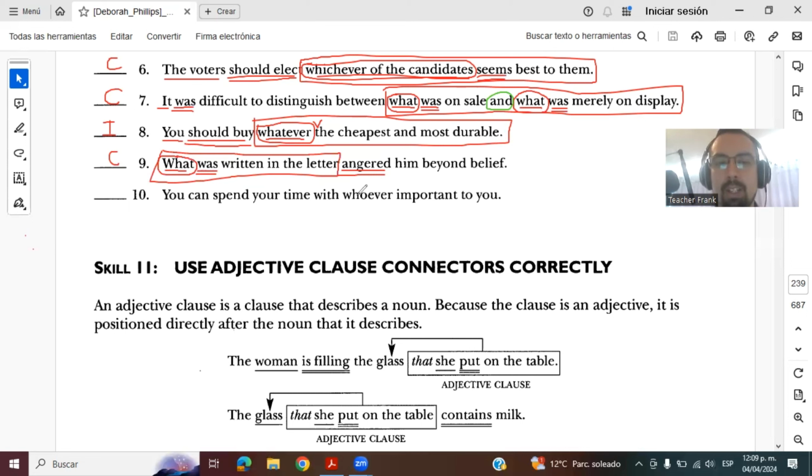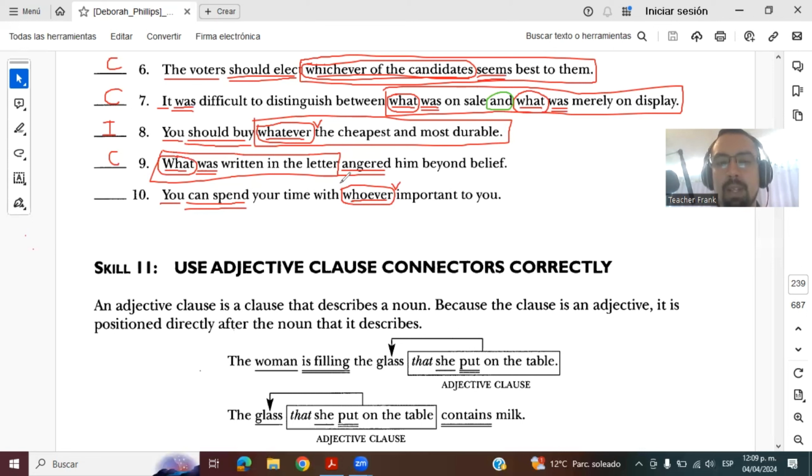You can spend your time with whoever important to you. Yeah, kind of sounds off again. So can spend your time is going to be the verb. Who or what can spend? You. We have whoever right here. Whoever is a connector, and it's probably a subject of a verb, but what's wrong? Exactly, we don't have a verb, so we're missing a verb.